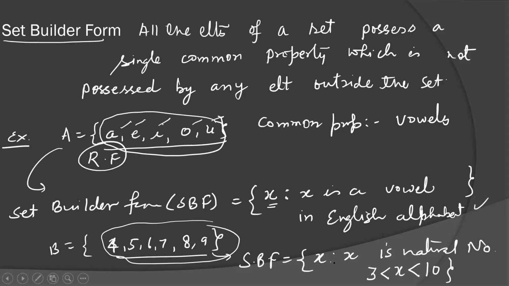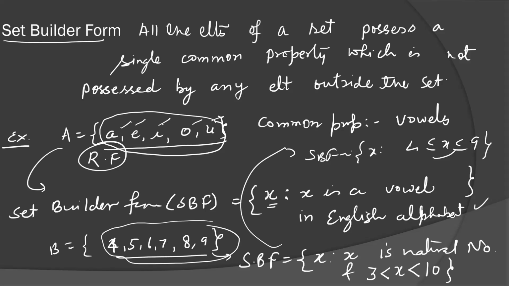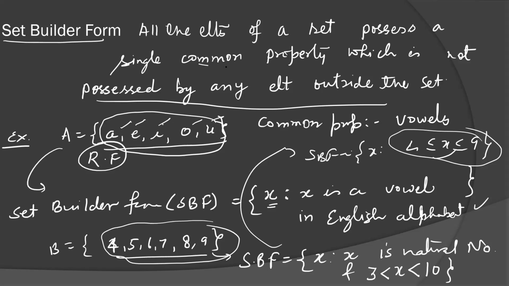It can have another representation also, or you can write this as SBF. If you are interested, you can write x is a natural number and has the property 3 less than x less than or equal to 9. You can use this definition also. But no other element outside this domain belongs to this set. So this is a very important definition that is called set builder form.